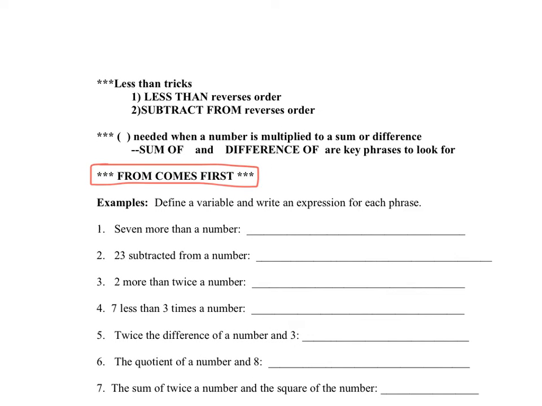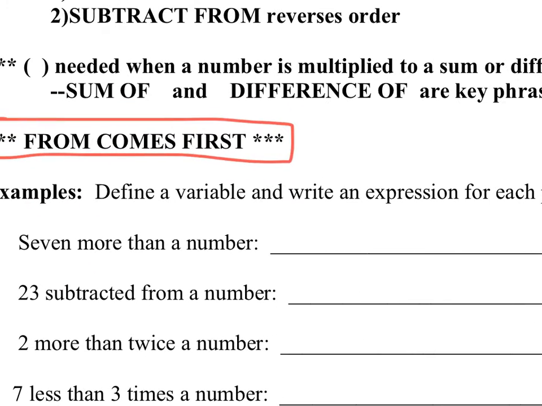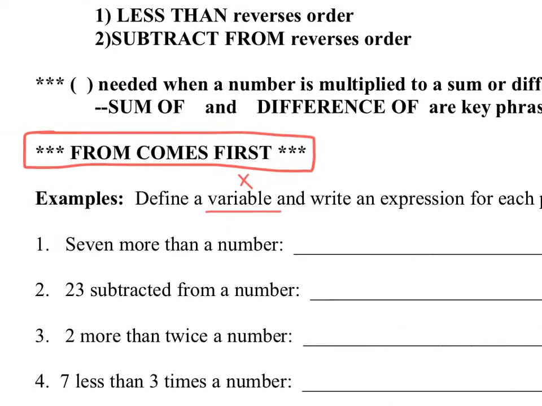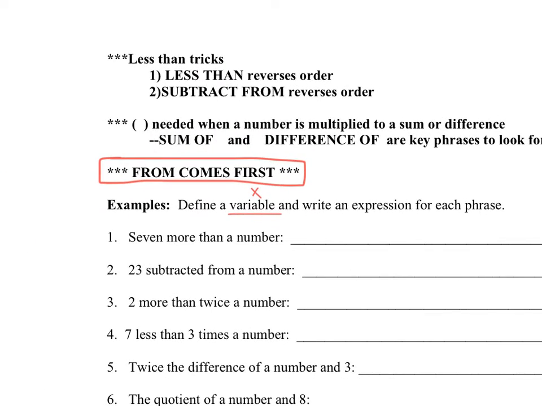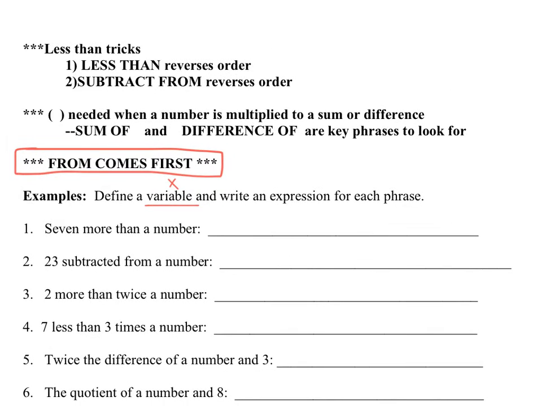All right? Examples. Define a variable and write an expression for each phrase. When we mean variable, we just simply mean let's use the letter x, y, q, whatever. I'm going to use the letter x because I like x. So we're going to be writing an expression and we're going to be using x for each one. You could use a different variable, but just for transparency and consistency, we're going to use the variable x.